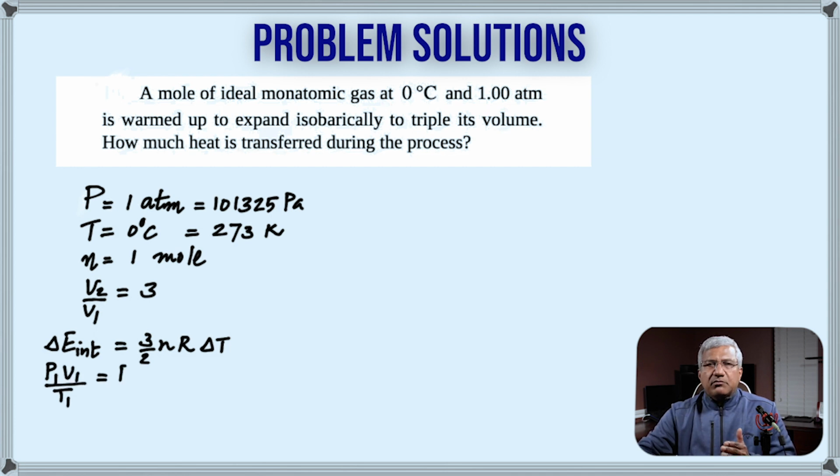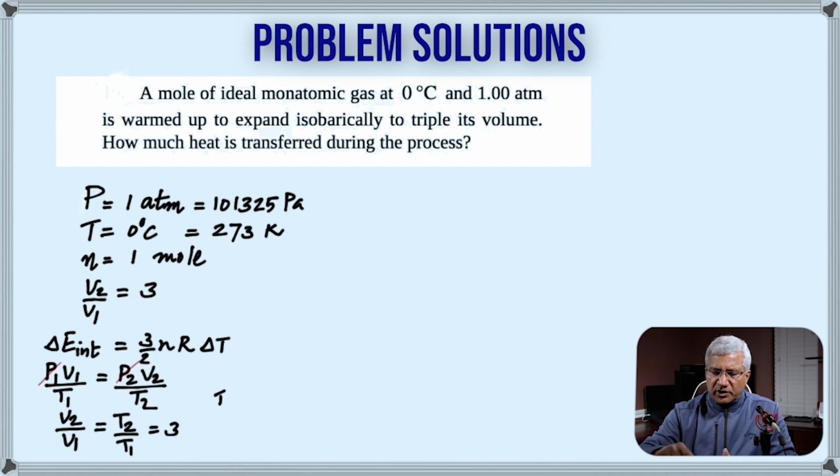And by the ideal gas equation, we know P1 V1 by T1 is P2 V2 by T2. But the pressures are the same because it's an isobaric process. So P1 is the same as P2. We can cancel that out, which means that the ratio of the volumes is the same as the ratio of the temperatures, mathematically. So V1 by V2 should be T1 by T2.